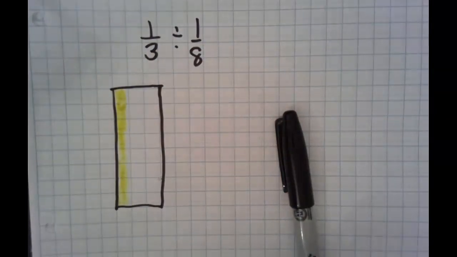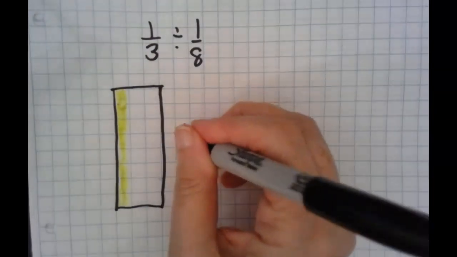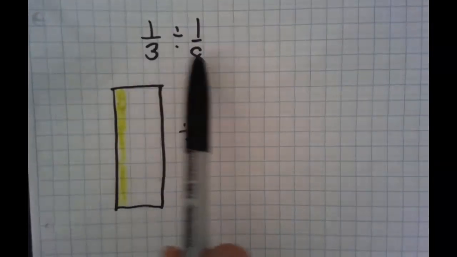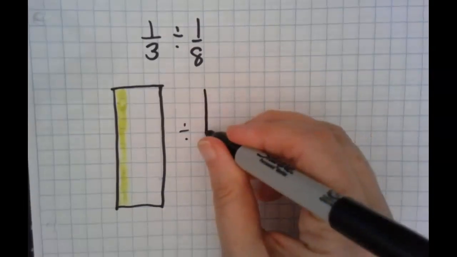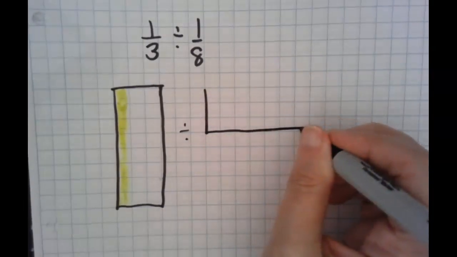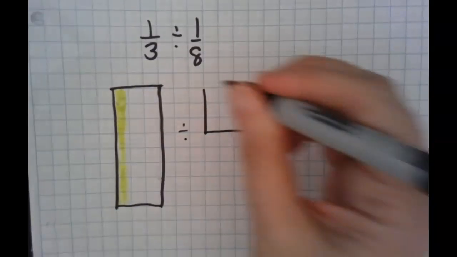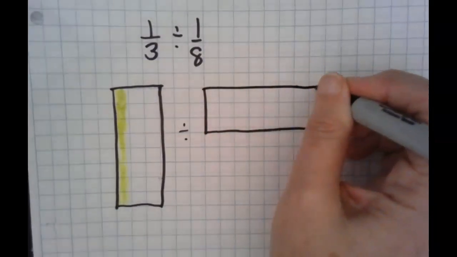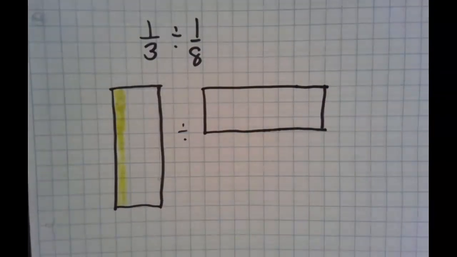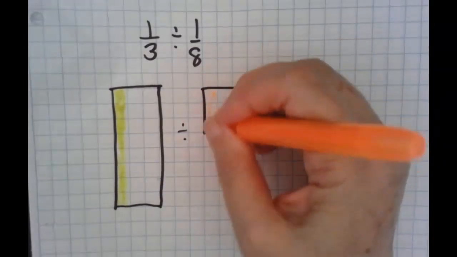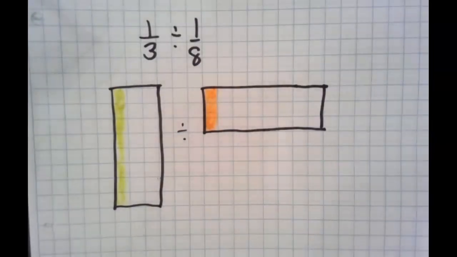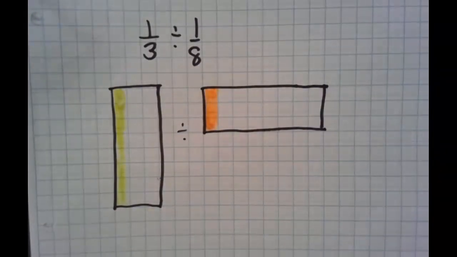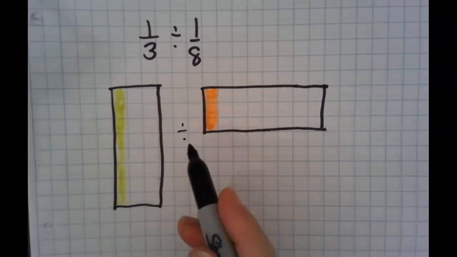Okay, now I need to do this divided by 1/8. So again, I have the 3 by 8. Just for difference, I'm going to make this one 3 high and 8 wide. And this one is 1/8, so I want to color one of the 8 columns. I could have done it the other way too. All right, so this is modeling 1/3 divided by 1/8.